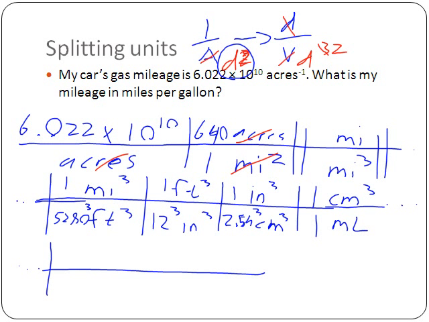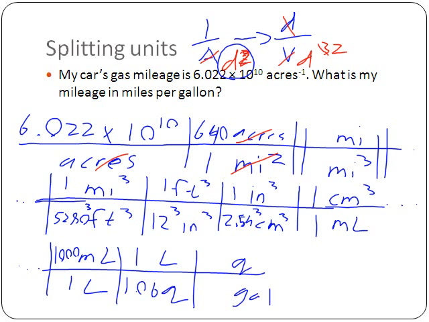So we have right now milliliters on the bottom, so we want to cancel milliliters. We want to go to liters, and there are 1,000 milliliters in 1 liter. And then we want to go from liters up here to our next one, which is quarts, and there are 1.06 quarts in 1 liter. And then for our final step, go from quarts to what we're looking for, which is gallons. There are 4 quarts in 1 gallon.